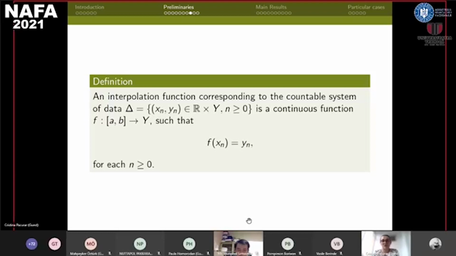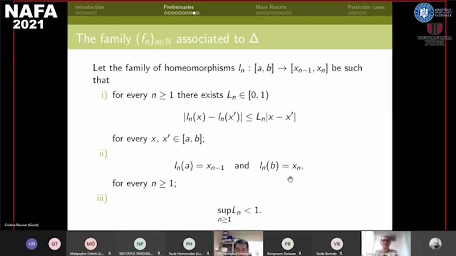An interpolation function corresponding to the countable system of data delta is a continuous function which is defined on AB and which has values in Y, such that f of xn equals yn for every n greater or equal to 0. We will now construct a family of continuous functions which will be the constitutive functions of a countable iterative function system whose attractor is the graph of the interpolation function corresponding to the system of data delta.